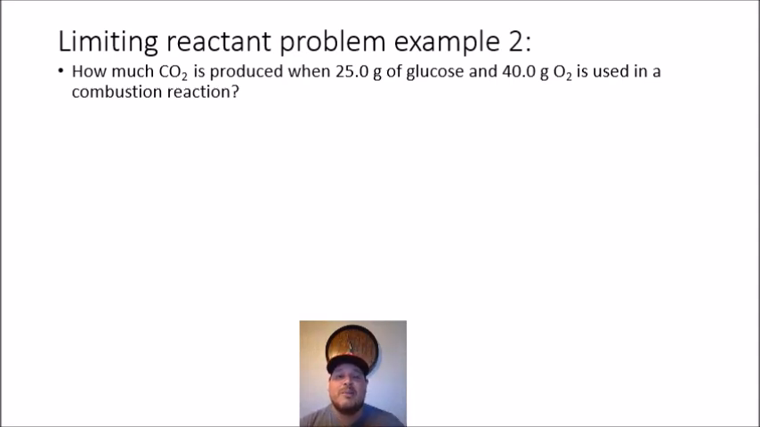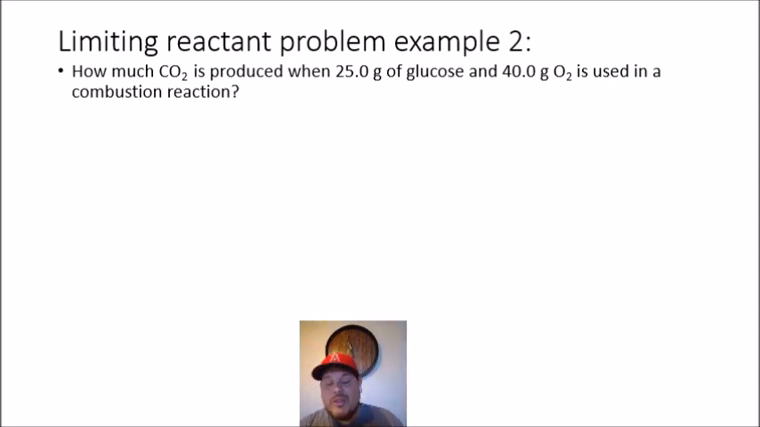So here's our problem. How much carbon dioxide is produced when 25 grams of glucose and 40 grams of oxygen gas is used in a combustion reaction? Now, some of you who have taken biology or AP Bio can already identify this as not only a combustion reaction, but a very specific combustion reaction. This is cellular respiration. It's how our body metabolizes glucose to produce energy for us. We've learned that most combustion reactions produce carbon dioxide and water, and we know these are the two products for cellular respiration.